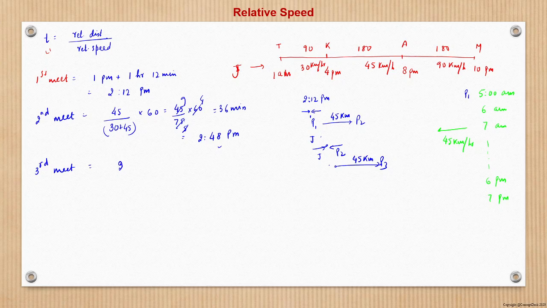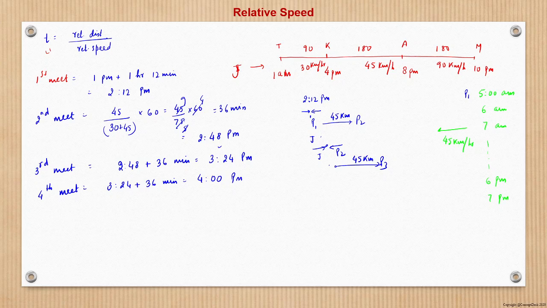So it becomes 2:48 plus 36 minutes. So this becomes what? 3:24 p.m. And similarly, the fourth meet will be what? 3:24 plus again 36 minutes, which is nothing but 4 p.m.